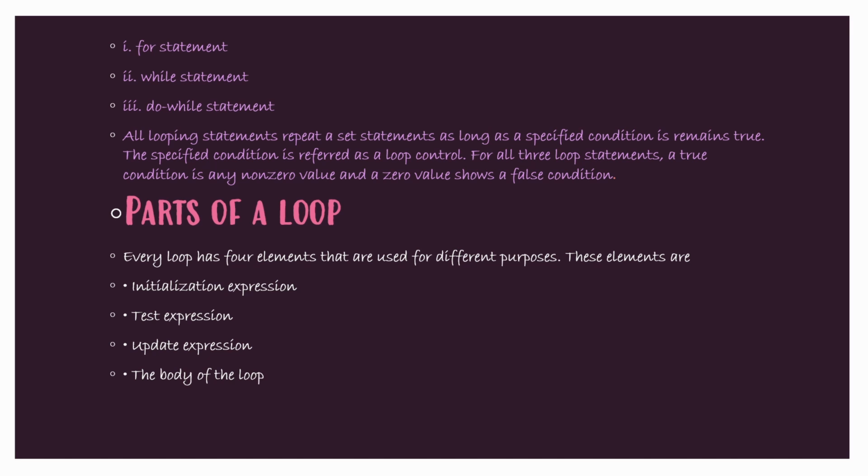Parts of the loop. We have three types of iteration statements: for, while, do while. The parts of the loop are: the initialization expression, where we give a value; the test expression, where we give a condition, for example i less than 10 and test it; the update expression, like i++; and then the body of the loop. I'm going to give a deep explanation of the parts of the loop in detail in the next video.